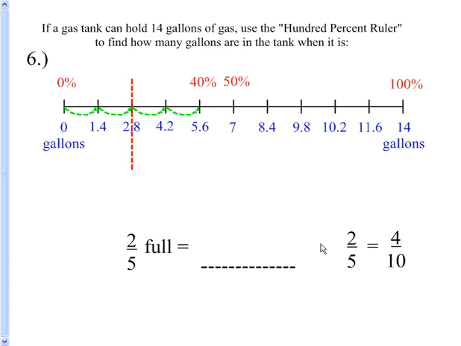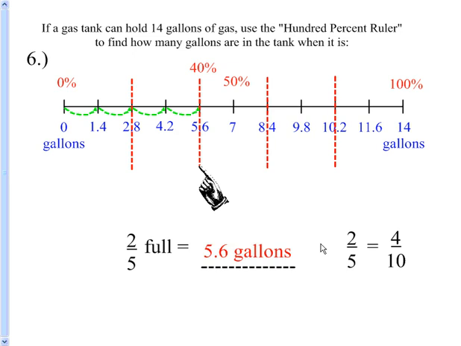We can also divide this 100% ruler into 5 equal divisions, and then we have 1, 2, 3, 4, 5. Those are fifths. 2 of those fifths are going to be 40%. So that's another way to find out what 2/5 equals in terms of percents. In either case, our answer is 5 6/10 gallons.